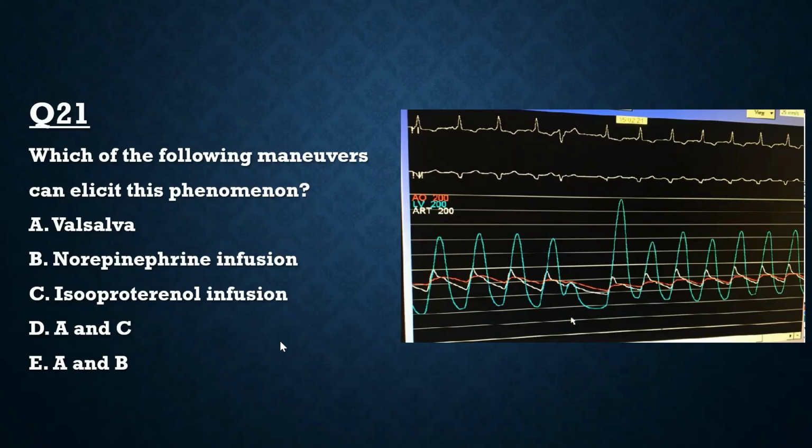Okay, Mubarak, why A and C? Why not A and B? A and C: any action that decreases venous return and decreases the preload and afterload can increase the obstruction.